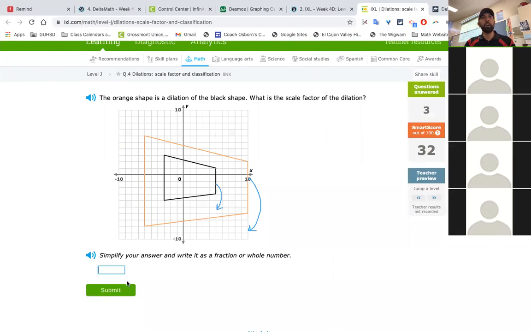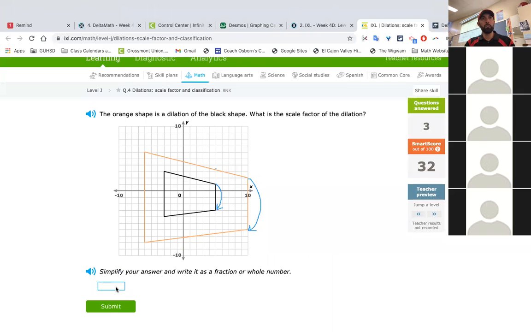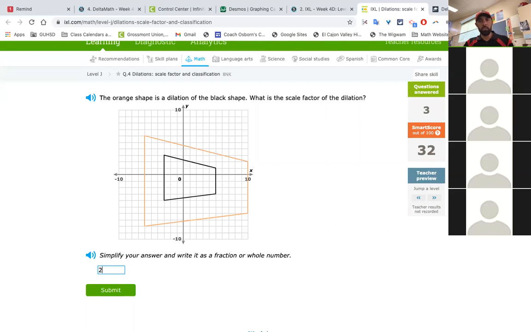Okay, so the scale factor here is going to be 2. Oh yeah, I've got to turn this thing off. Stop it. Go away. It keeps on trying to come back. Oh, maybe all I have to do is click that button.